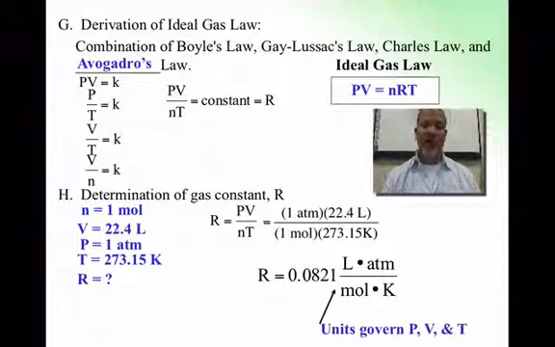What's important is that the units in your R now govern your pressure, your volume, your moles, and your temperature. Pressure can no longer be in psi or kilopascals; it now has to be in atm. Your volume cannot be in milliliters or centimeters cubed; it has to be in liters. Moles just have to be in moles, and temperature has to be in Kelvin.